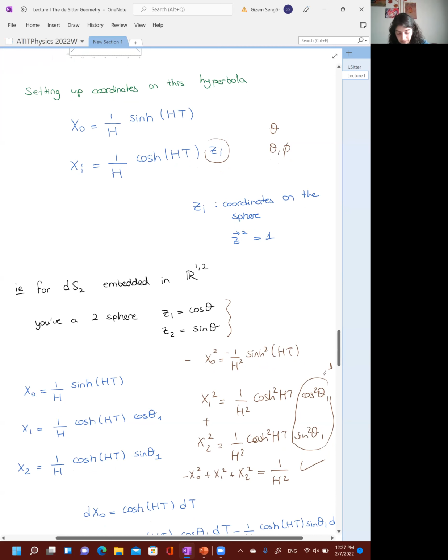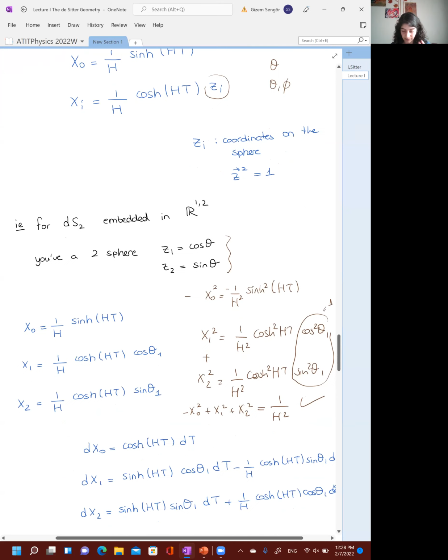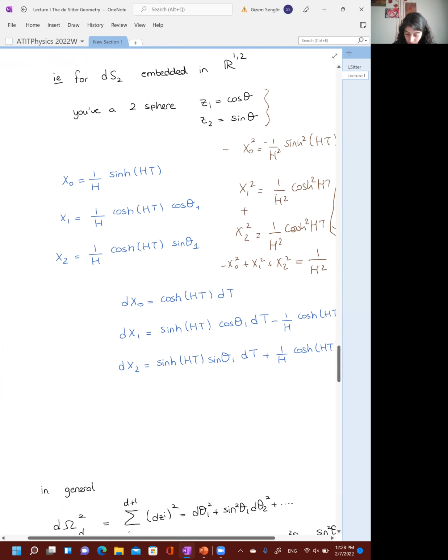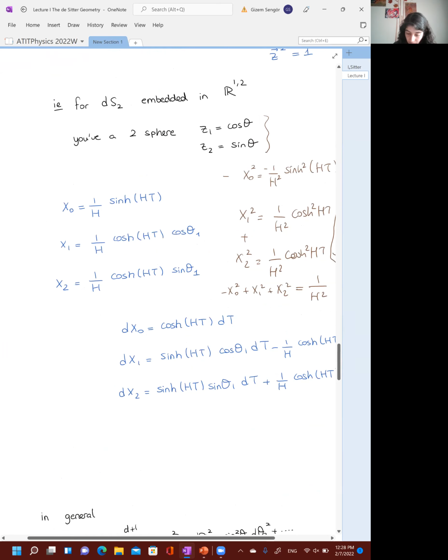And now once you have this, we want the metric. So we need to compute their infinitesimal amounts. You just take derivatives with respect to all the variables you have. In this case, there's the t and theta 1, so you actually have just two variables. And when you add these, you end up with this metric.